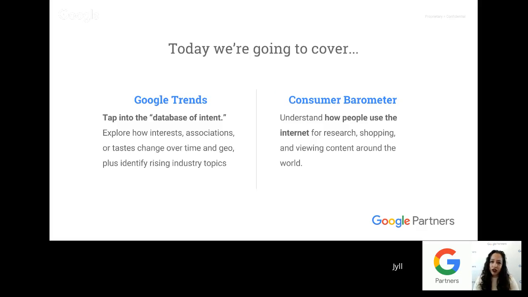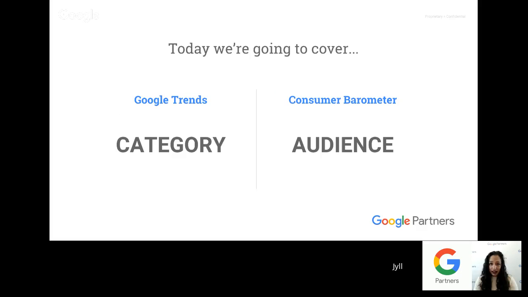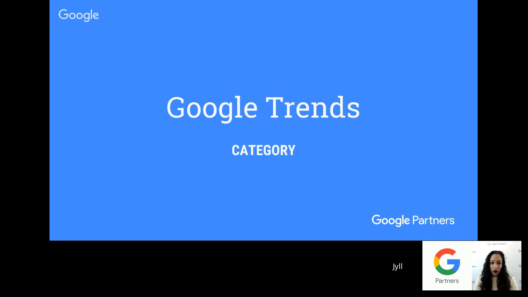So we'll look at Google Trends first, and then I'm going to show you Consumer Barometer, which is a platform that sits on top of thousands of surveys that Google conducted with consumers around the world to understand how they use the internet, how they shop, and how they consume video content. Put much more simply, Google Trends gives us category insights, and Consumer Barometer gives us audience insights. So without further ado, we're going to jump in with Google Trends.